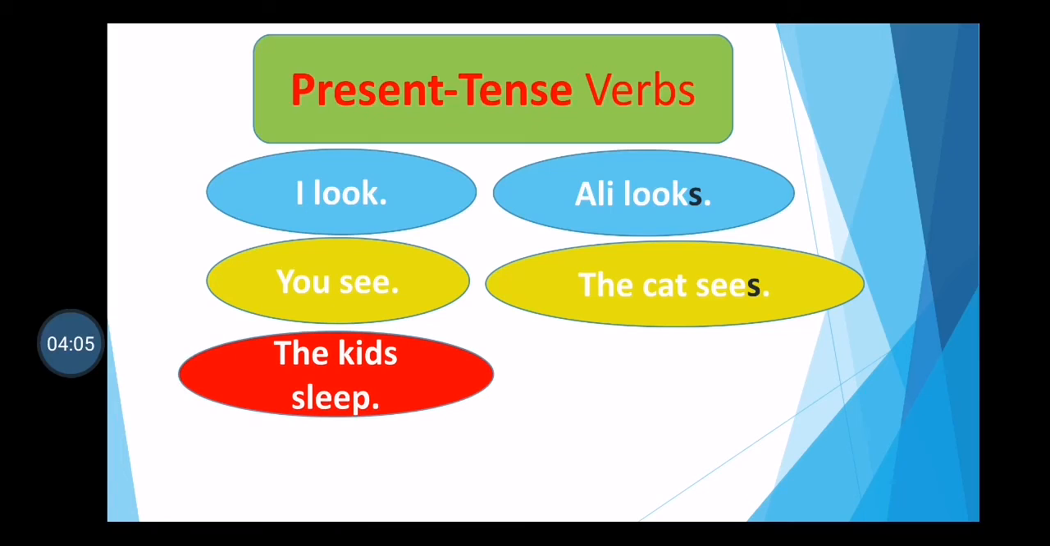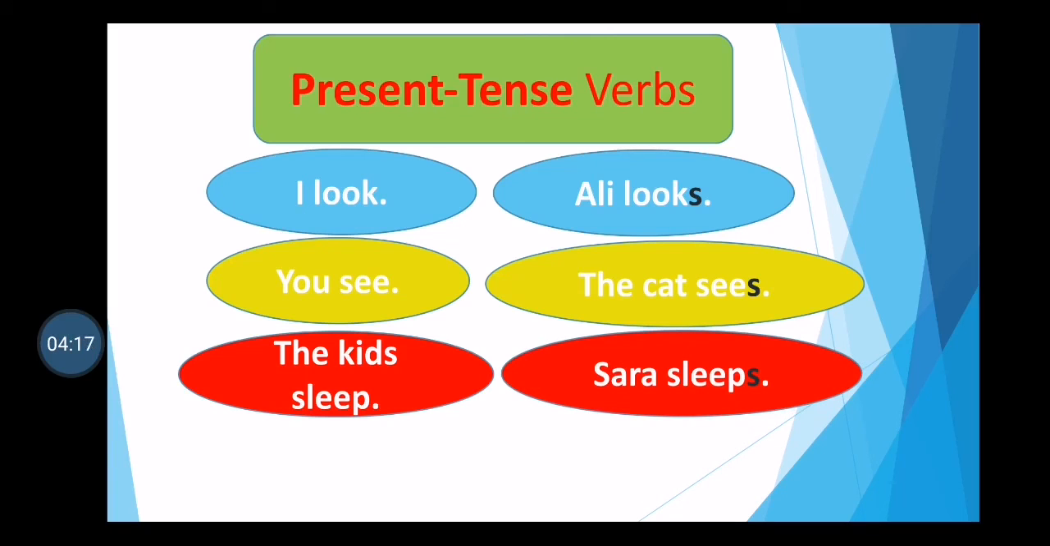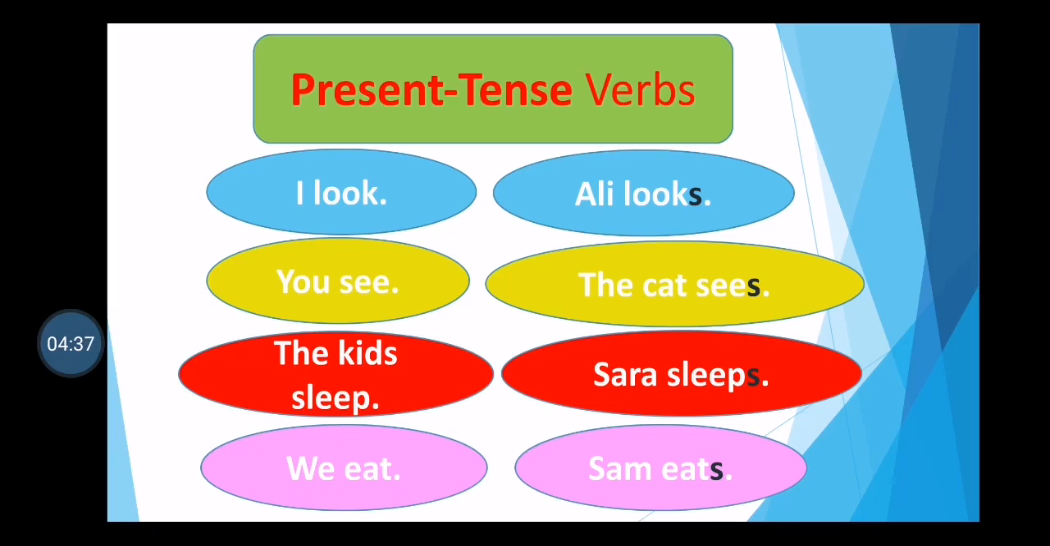The kids sleep. We cannot add an S to the verb sleep because the subject is a plural noun. Sarah sleeps. We add an S to the action verb sleep to become sleeps because the subject before the verb is a singular noun. We eat. We do not add an S for eat because the subject is we. And finally, Sam eats. We add an S to the verb eat to become eats because the subject Sam is a singular noun.